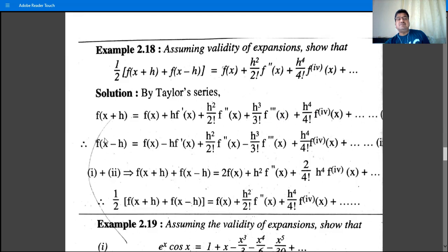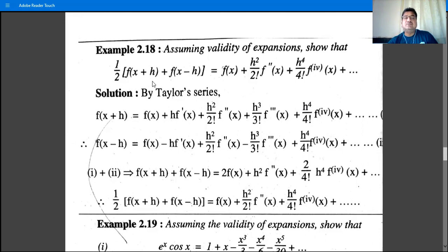And what is f of x minus h? Just replace h by minus h. So we have a minus sign at this place. Minus h square becomes plus h square, so this plus is as it is. Then minus h cube becomes minus h cube, so this plus becomes minus. Then minus h raised to 4 becomes plus h raised to 4, so we have plus as it is, and so on.